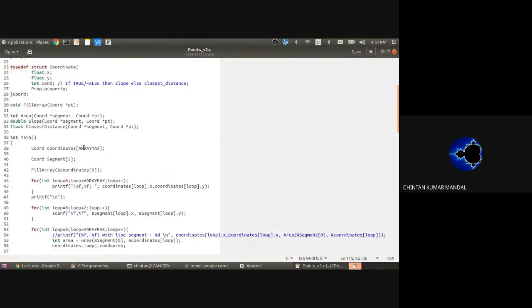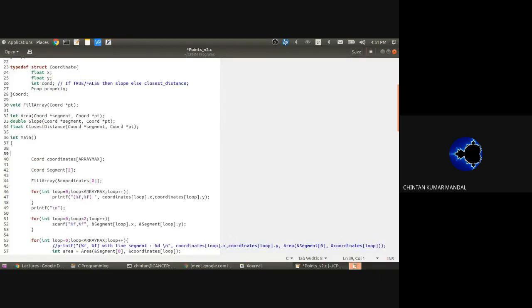In version 2, what we were working with is, if I want to create a dynamic array, one of the ways was working with callocs and mallocs. But there is another way also. So let's take for example int max, the number of points.